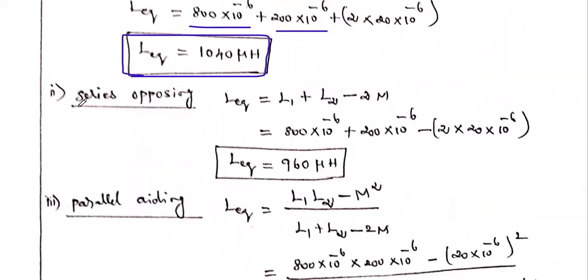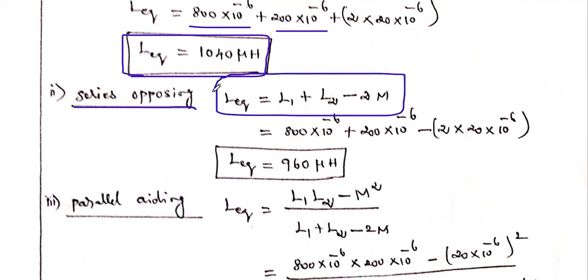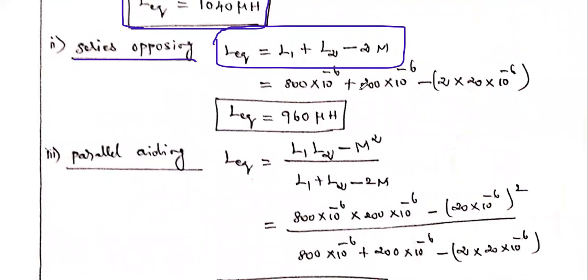Similarly, the second case, series opposing. In series opposing, what is the L equivalent? The L equivalent equal to L1 plus L2 minus 2M. So you just substitute 800 micro plus 200 micro minus 2 into 20 micro. If we calculate, we may get the answer as 960 microhenry.